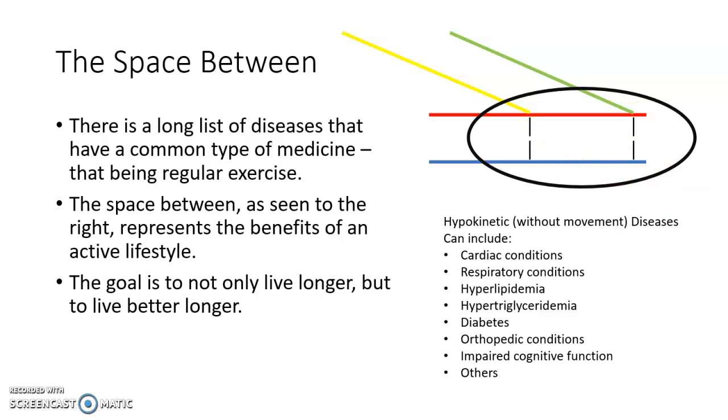And there are a ton of different diseases that all have one common type of medicine, that being exercise. Not a pill, not an inhaler, nothing like that. And these diseases all come from lack of movement, hypokinetic. This is just a short list on the right here: cardiac conditions, respiratory conditions, hyperlipidemia, hypertriglyceridemia, free-floating fats in the blood, triglycerides in the blood, type 2 diabetes, and then different orthopedic conditions also benefit from just movement.